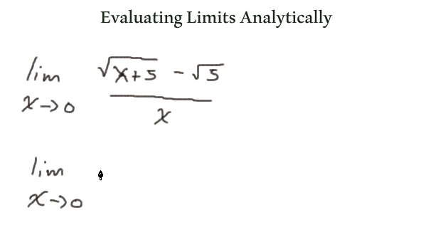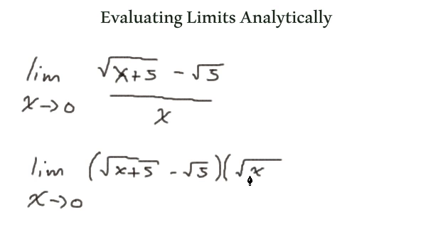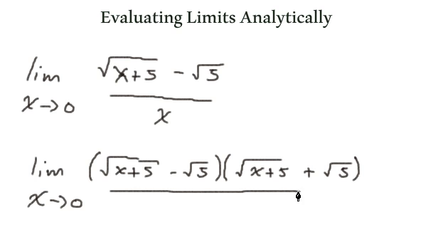We're going to multiply the numerator by what's called the conjugate. So the conjugate of this guy here is the square root of x plus 5, because we have a minus, we're going to put a plus, the square root of 5. And that's all over. Now what we do in the top, we got to do in the bottom.